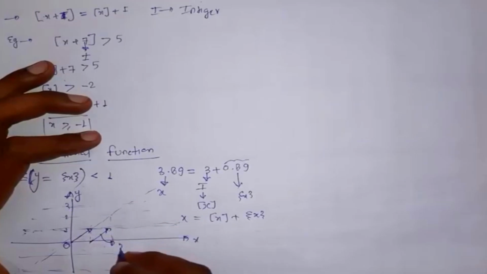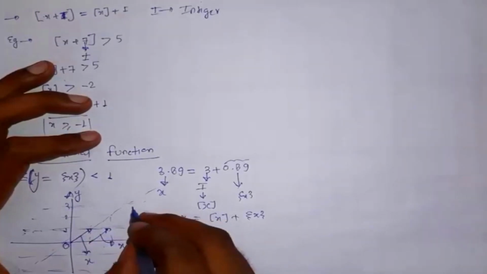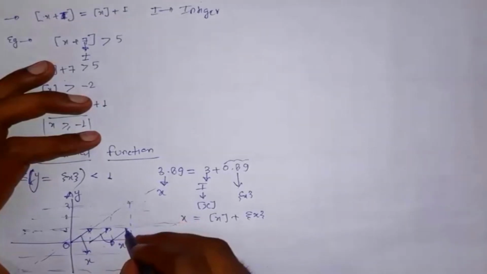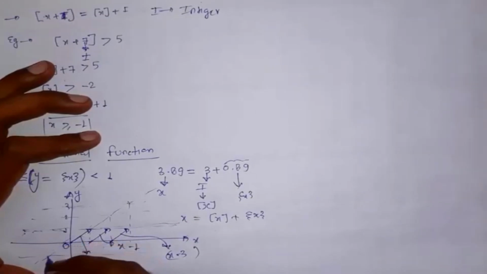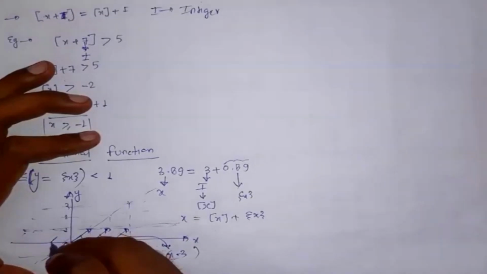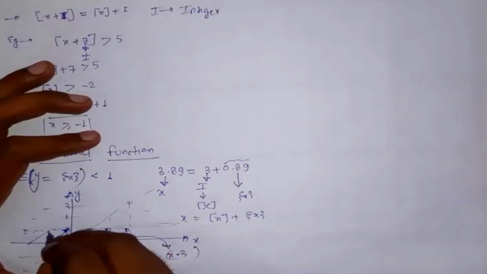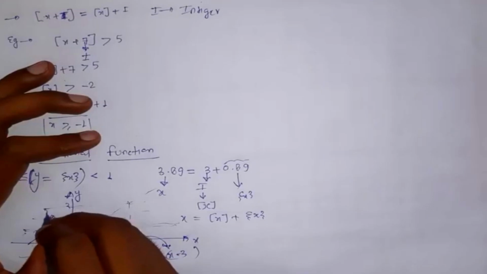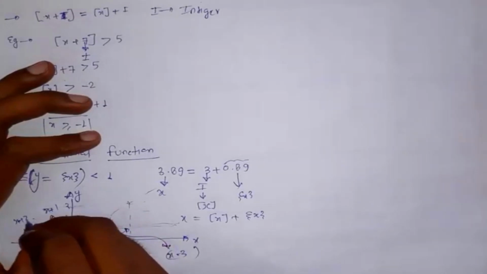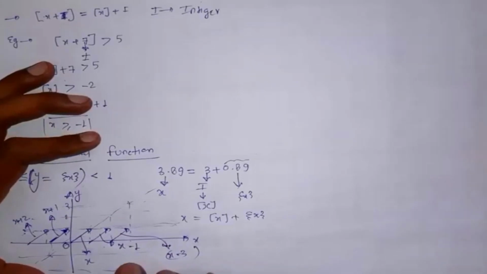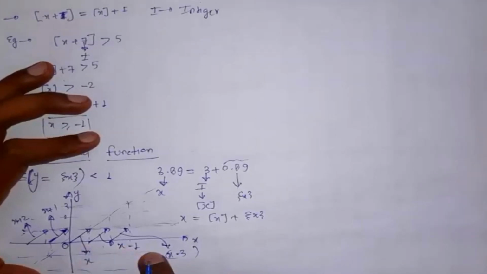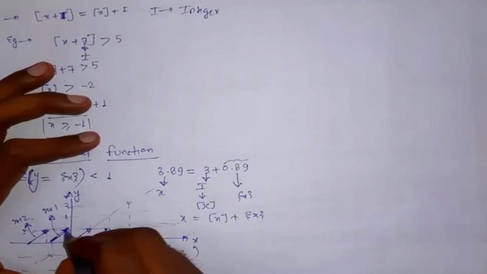So this line will be x minus 1. This will be x, and this portion is also shifted like this. This line will be x minus 3, and this line is x plus 1, and this is x plus 2. How I am getting the equation of each and every line, I will tell you later. Before that, you should understand this is the graph of y equals the fractional part of x.